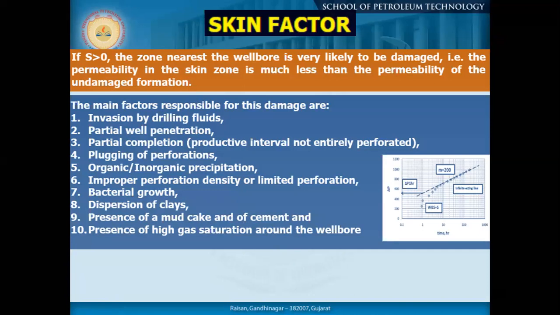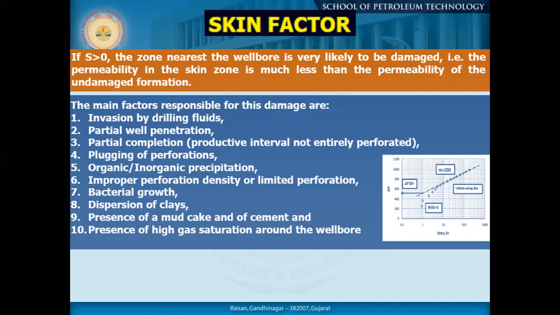Okay, so if S greater than 0, the zone nearest the wellbore is very likely to be damaged. The permeability in the skin zone is much less than the permeability of the undamaged formation. The main factors responsible for this damage are invasion by drilling fluid, which we generally discuss, and partial well penetration. That means all the perforation is not completed sometimes, or may not be giving you the proper input of the flow.